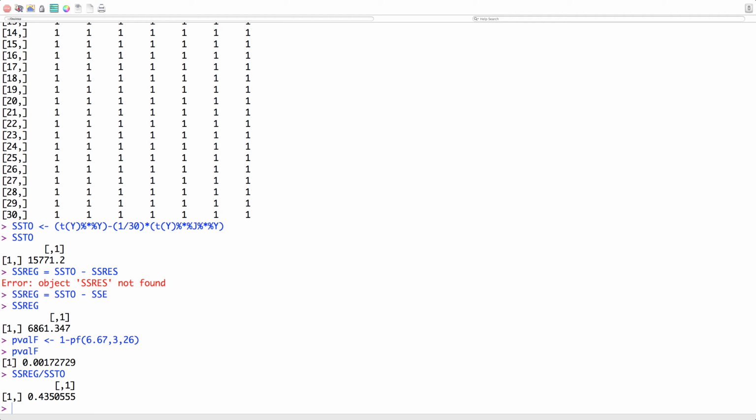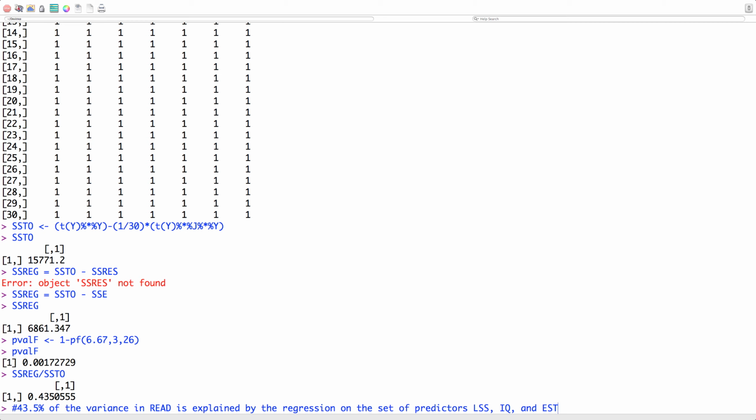Now, the interpretation would tell us that we can say that 43.5% of the variance in read is explained by the regression on the set of predictors LSS, IQ, and EST. You might be the glass is half empty here and say that 56.5% of the variance in read is explained by something else, by other predictors.